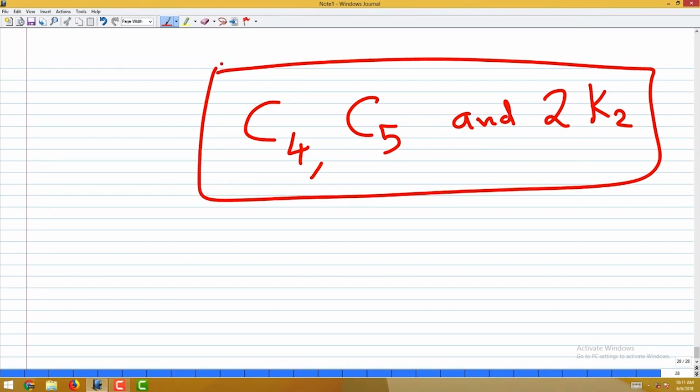So when I say that a graph G is chordal and co-chordal, that means its complement is also chordal, then we are sure that it does not have C4, C5 and 2K2 as induced subgraphs. Induced is the important word.